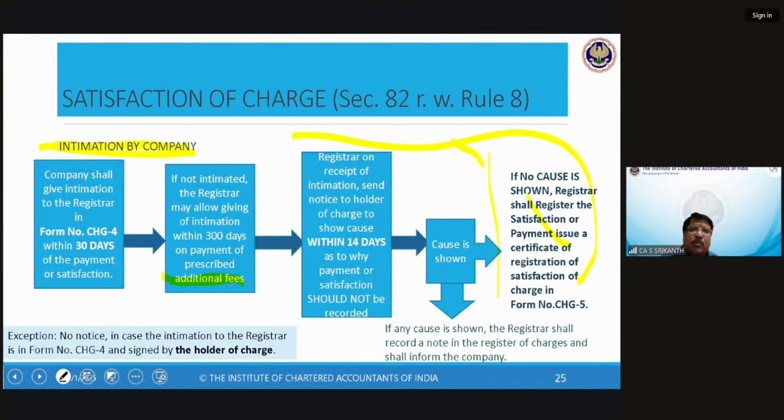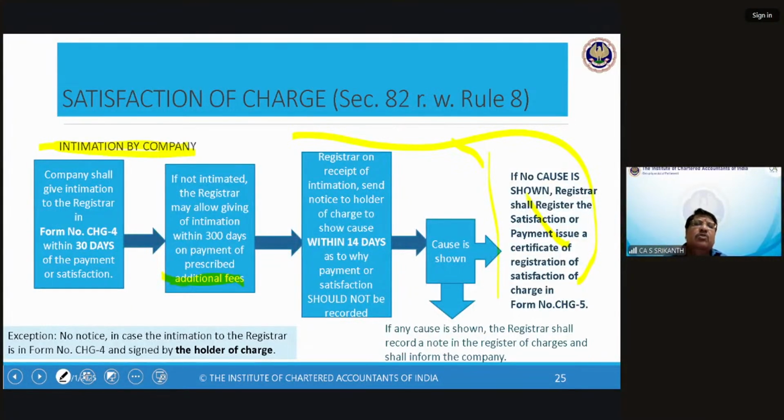Okay, so this is the procedure for satisfaction of charge. Suppose you get a question: discuss the provisions of the Companies Act relating to satisfaction of charge. Then this is what you have to write. This slide's content, that's it, 7 lines. It should get you 3.5 out of 4 marks. Take it, enjoy. They may not ask you directly the way I said. Direct theory, they rarely ask.